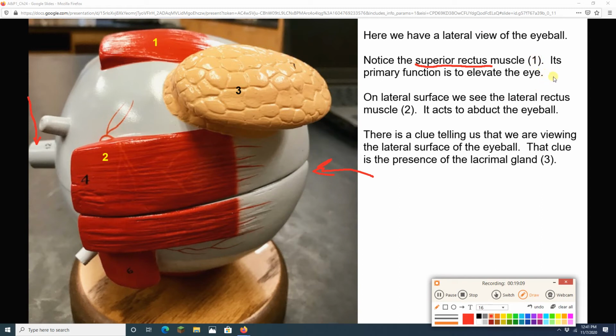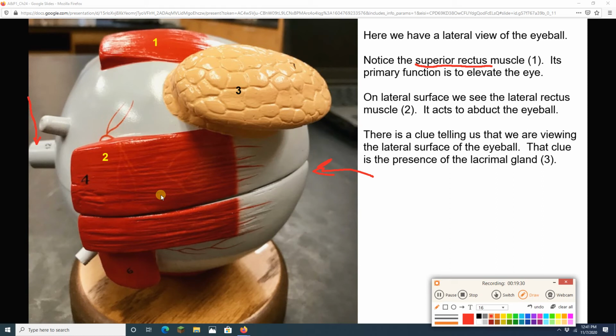You're using your superior rectus. Now this guy right in front of us here is the lateral rectus. That's the lateral rectus, which is going to abduct your eyeball. So look to the left, your left eye is abducted, looking out, using your lateral rectus.